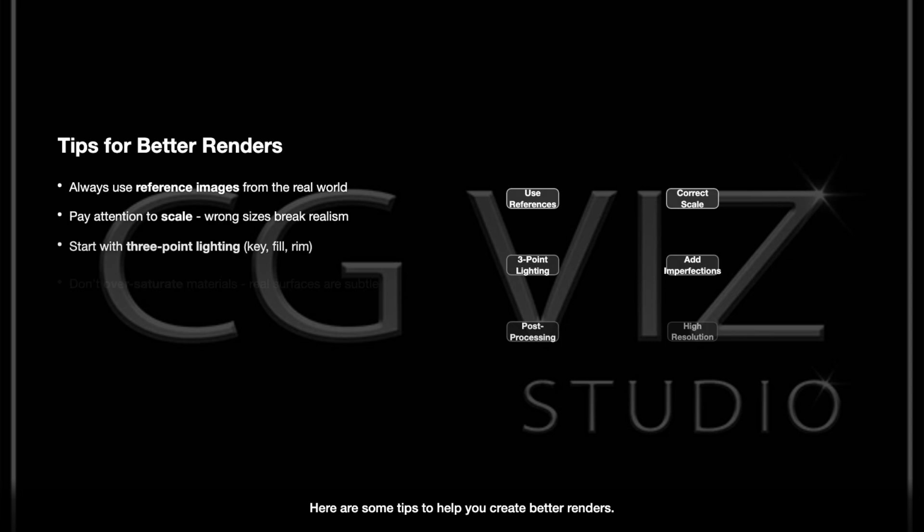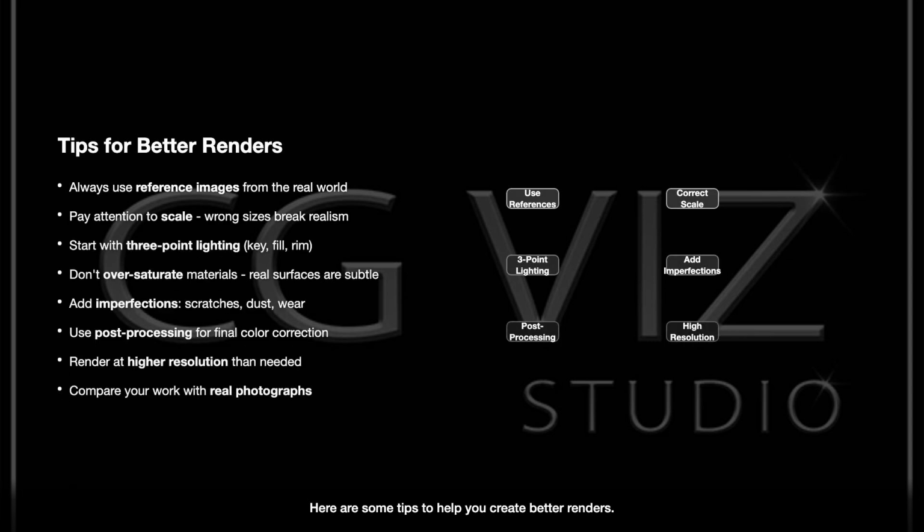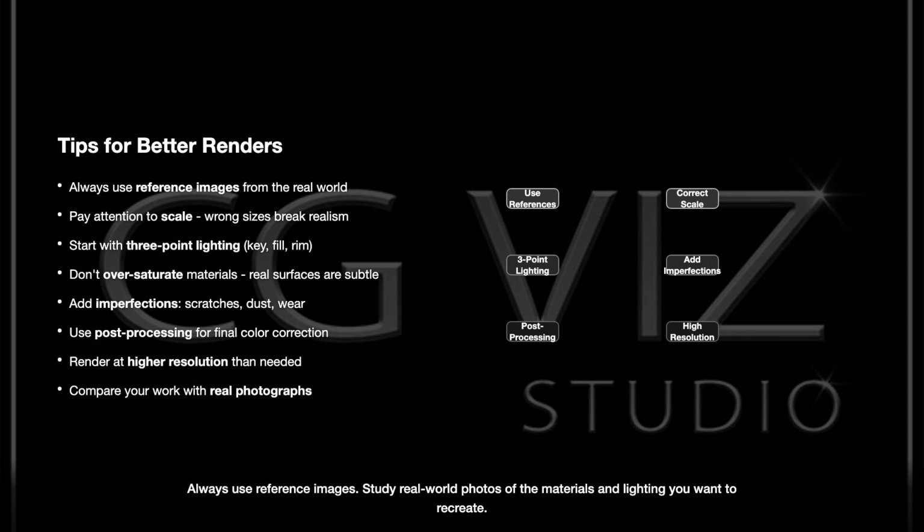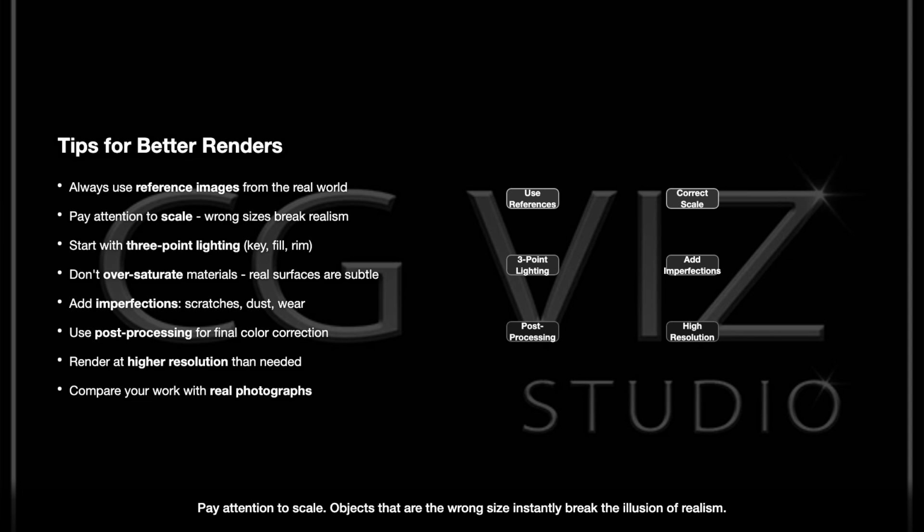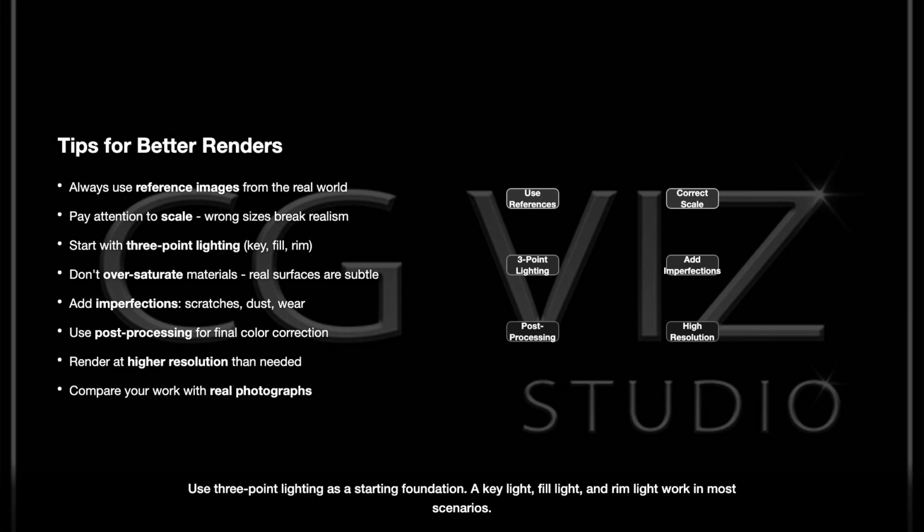Here are some tips to help you create better renders. Always use reference images. Study real-world photos of the materials and lighting you want to recreate. Pay attention to scale. Objects that are the wrong size instantly break the illusion of realism. Use 3-point lighting as a starting foundation. A key light, fill light, and rim light work in most scenarios.